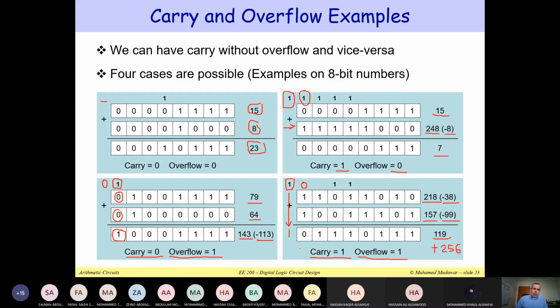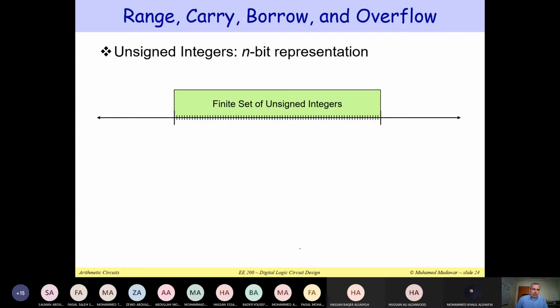Right. So that's the difference. Now you can think about it differently by looking at the range. When you are dealing with unsigned integers and your number is represented using n bits, for example, in the previous slide we used 8 bits, so n was equal to 8. n is the number of bits that you would like to use to store your number.